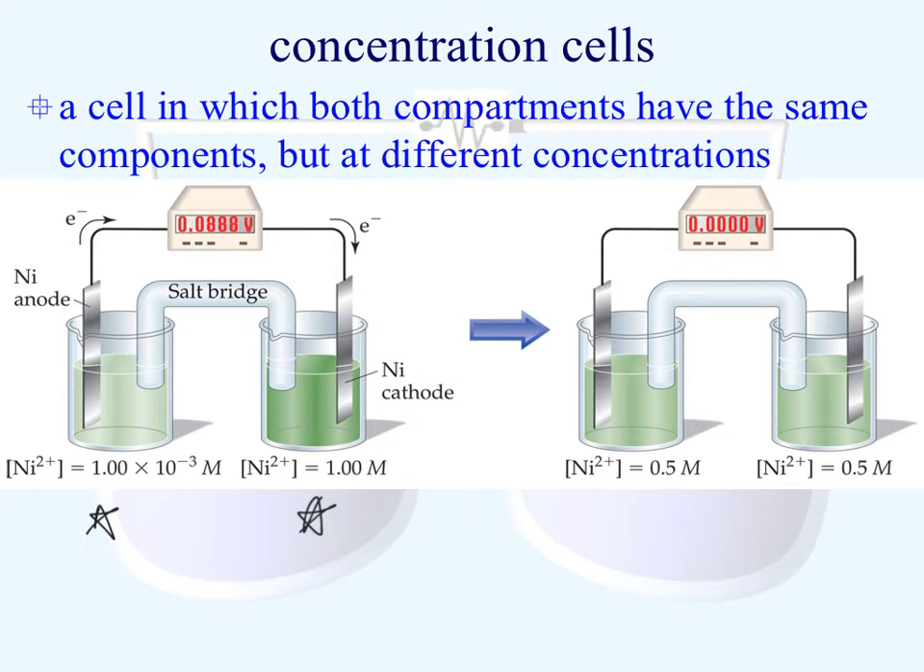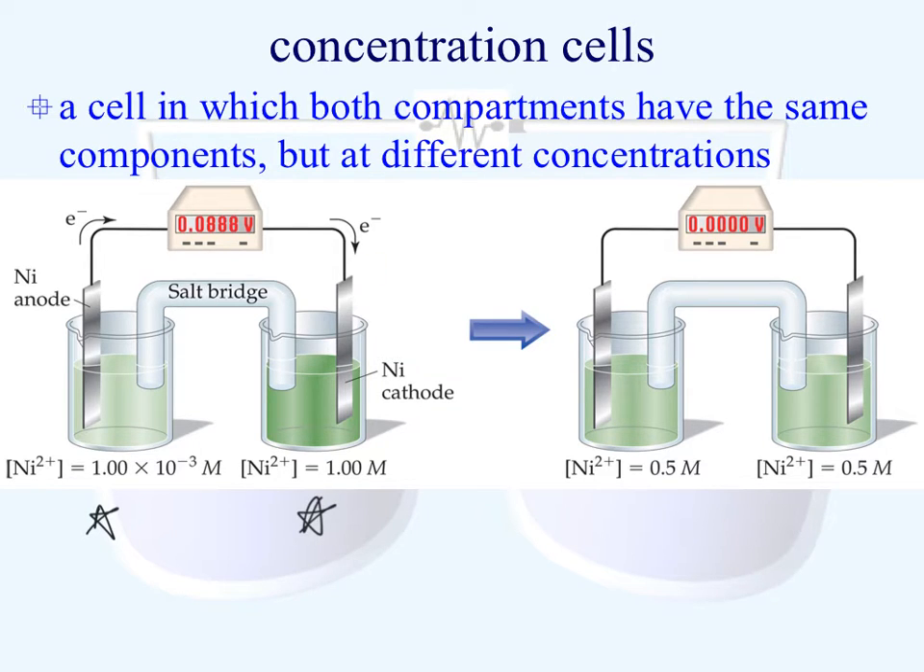In order for the concentrations in the two cells to become equal, the concentration of the nickel 2 plus ion needs to increase here and decrease here. Since we have a nickel electrode, we know that the oxidation that will occur at this point will produce electrons as well as nickel 2 plus ions. So oxidation is going to occur here at the anode so that we increase the amount of nickel 2 plus ions.